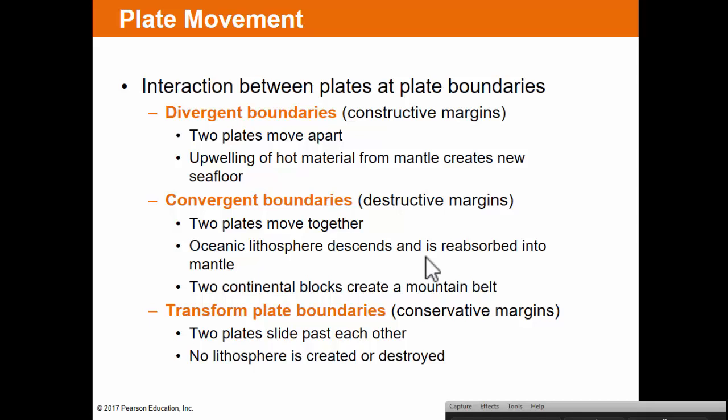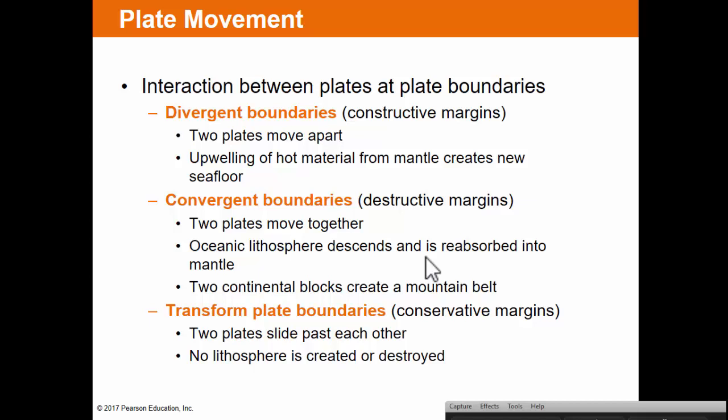Right? Divergent plate boundaries. Convergent plate boundaries are destructive because one of the two plates that are moving together will be subducted, and you will have some of that lithosphere, oceanic lithosphere, being consumed. Oceanic lithosphere descends and is reabsorbed into the mantle. If two continental blocks converge, you're going to get crumpling and deformation of the continental crust, and you're going to get a mountain belt.